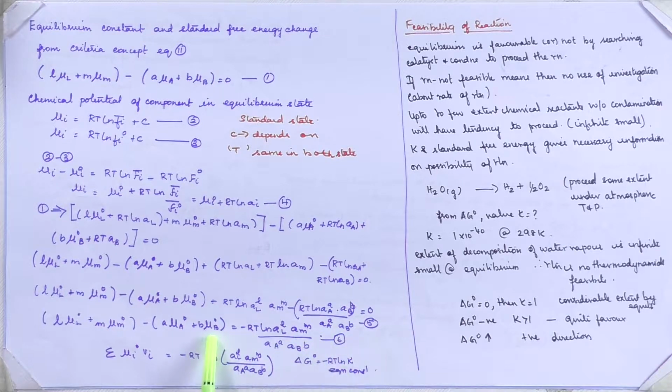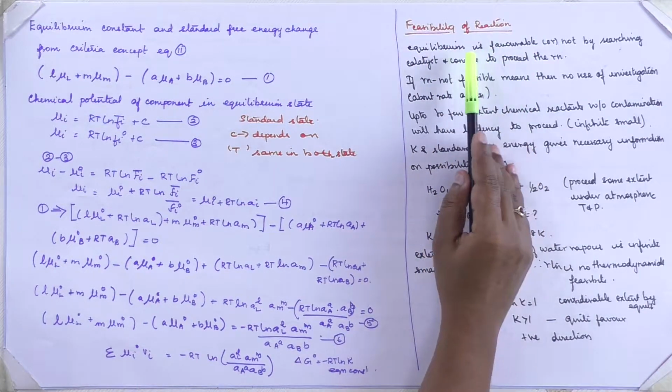which is equation 6. So, the entire term on summation we can write as summation of mu I naught Vi is equal to minus RT ln A power L A power M divided by A power B, and delta G naught is equal to minus RT ln K. This is said to be the equilibrium constant.